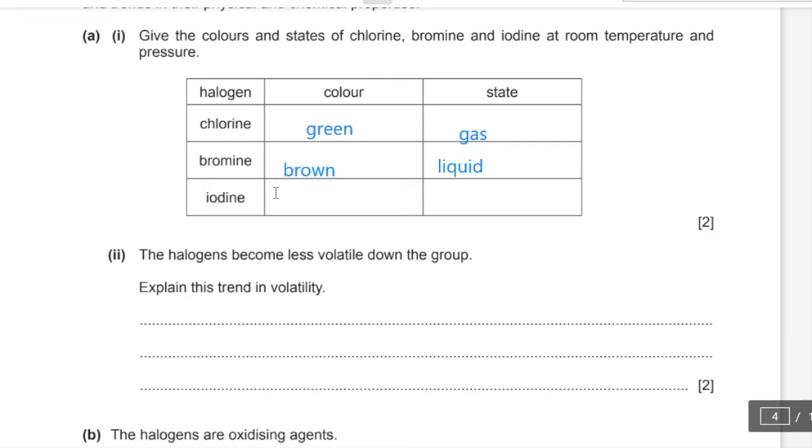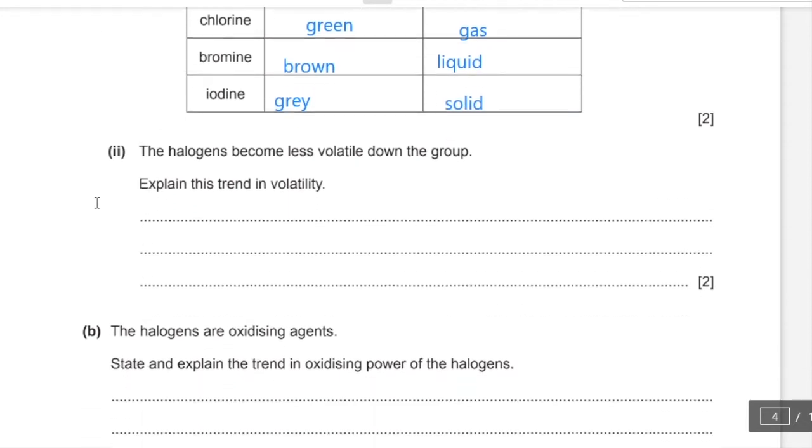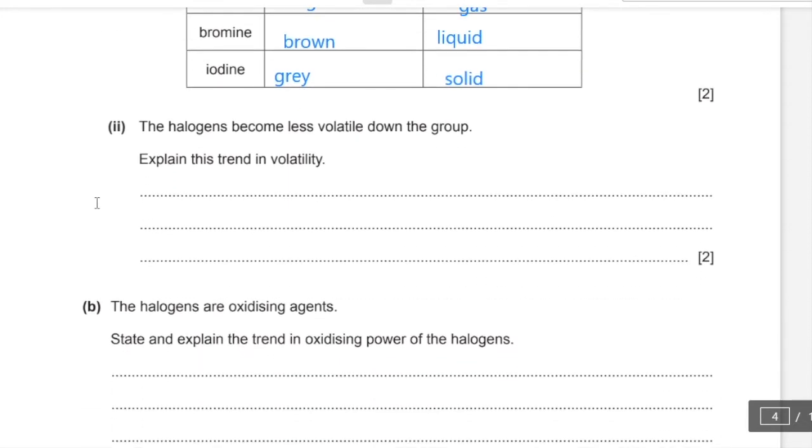And lastly, iodine is a gray solid. Part 2. Halogens become less volatile down the group. Explain this trend in volatility. That is, the temperature required for the liquid to evaporate increases.